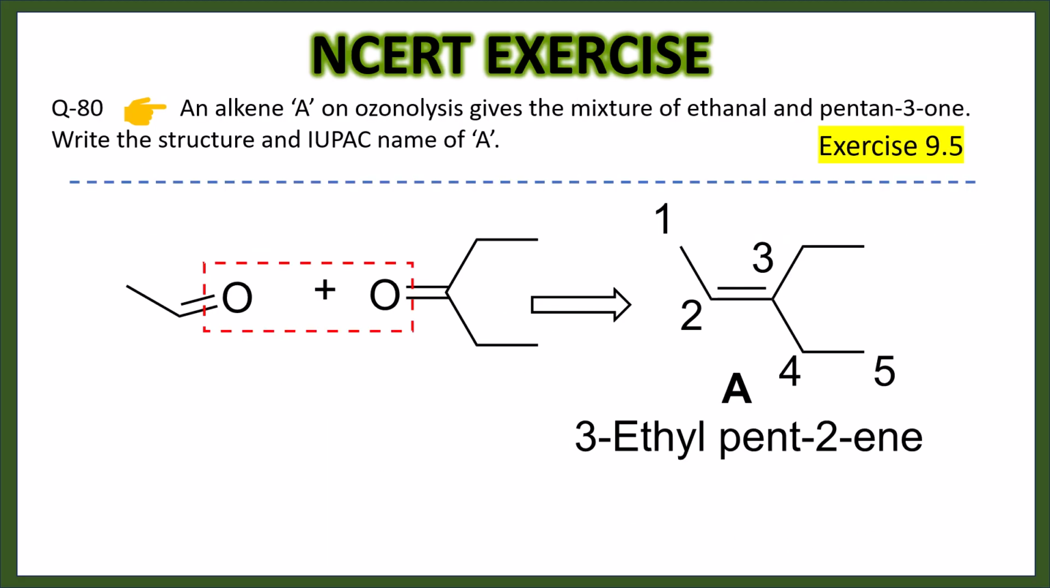Now question number 80: an alkene A on ozonolysis gives a mixture of ethanal and pentan-3-one. Write the structure. If we combine these two keto compounds and remove the oxygen, we get this alkene, and so this means 3-ethylpent-2-ene.